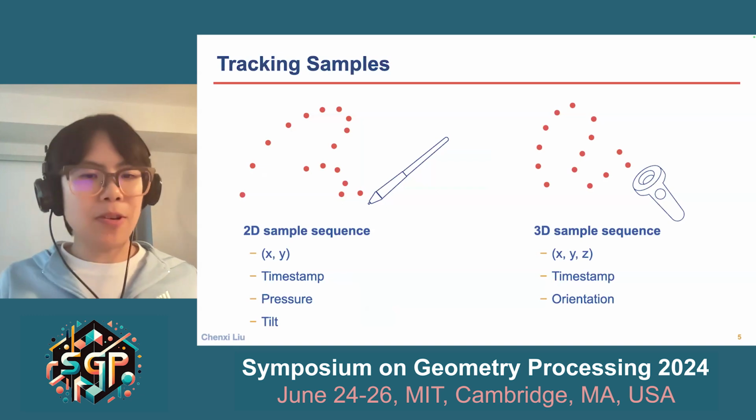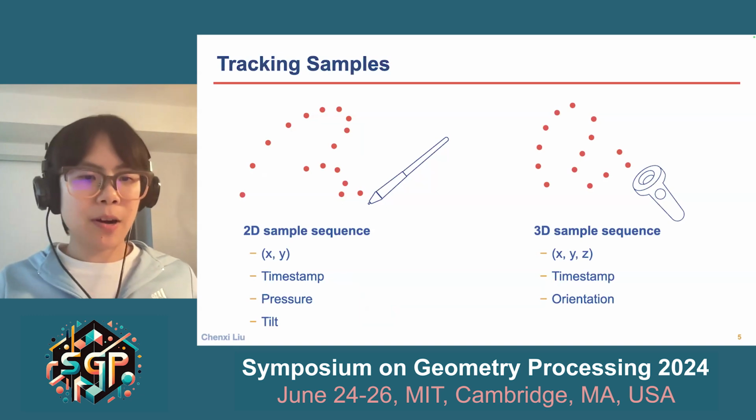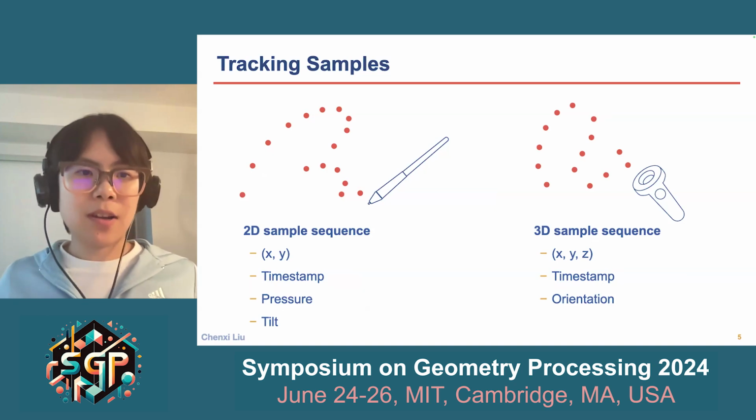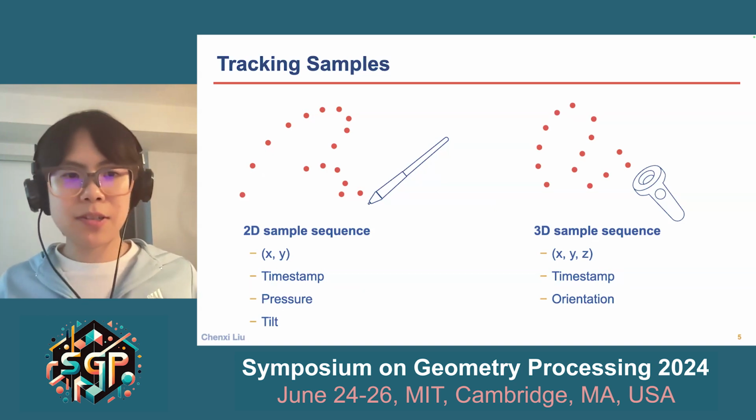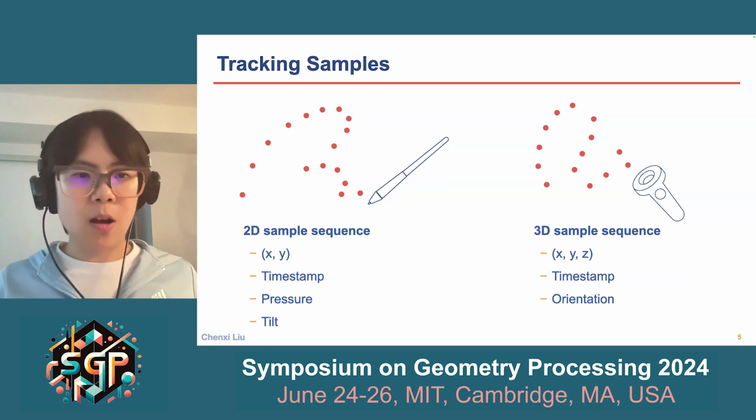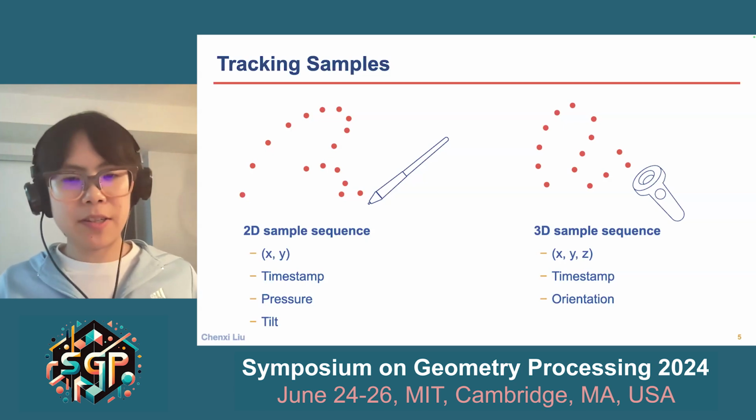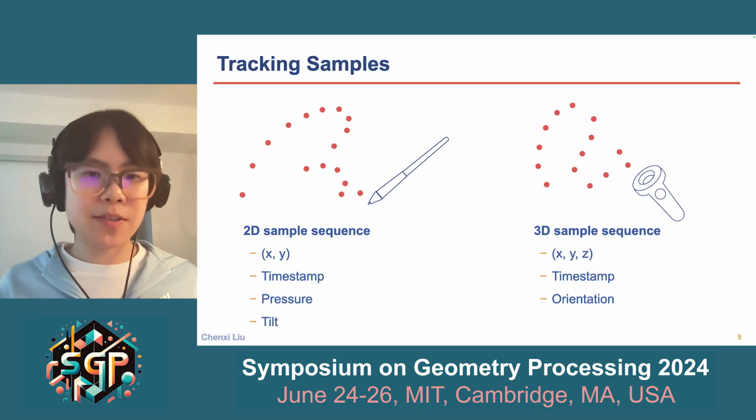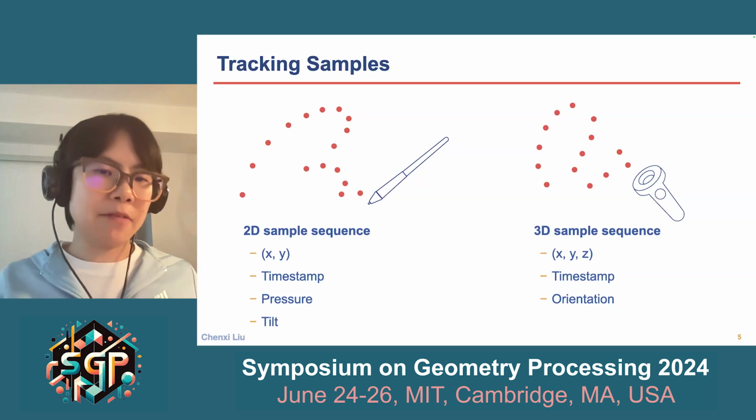So what do we get from these devices? Between a pair of pen down and pen up actions, for 2D, we get sample sequences of 2D positions with timestamp, pressure, and tilt. For 3D, similarly, we have the XYZ, the time, but now we have the orientations.